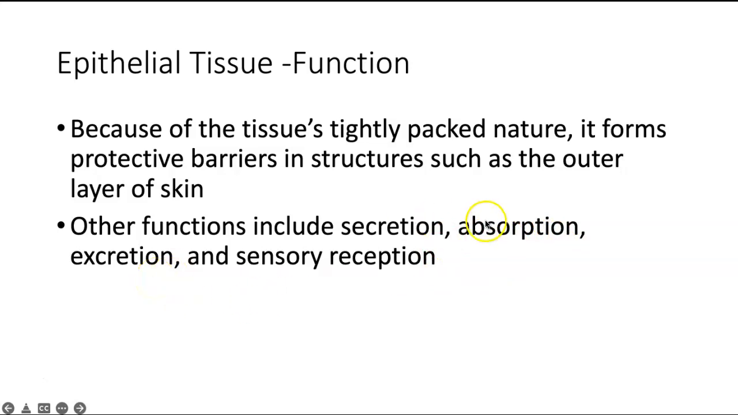Other functions include secretion, releasing substances; absorption, taking certain substances in, like glucose or salt or amino acids and proteins; excretion, releasing things like salt in sweat; and sensory reception. For example, you have certain neurons in your skin, so you can sense if there's something on your skin. If it's a very hot stove, that would be a good thing for your body to know something's there.